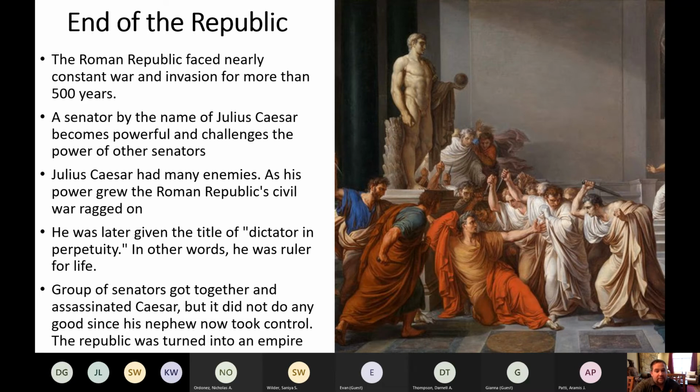He was later given the title of dictator in perpetuity. In other words, he was the ruler for life. A group of senators got together and assassinated Caesar, but it did not do any good since his nephew then took control, and the Republic was officially turned into an empire.